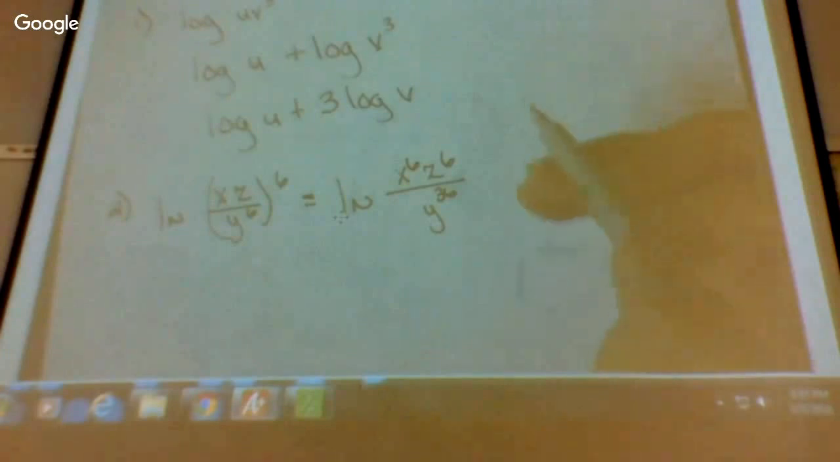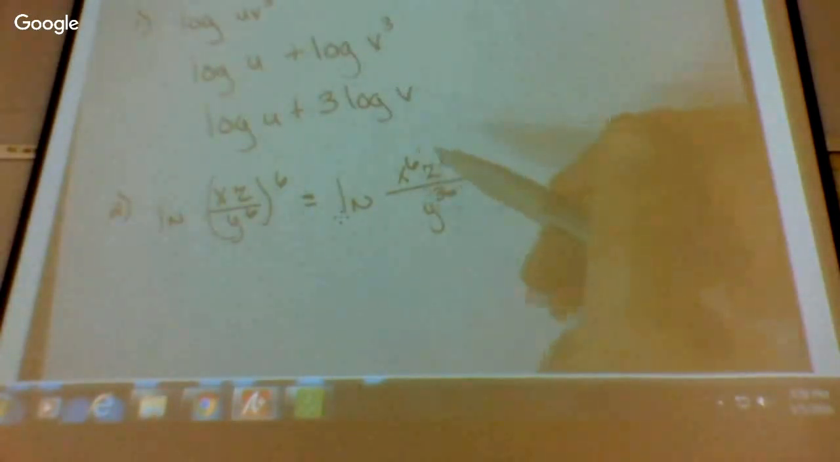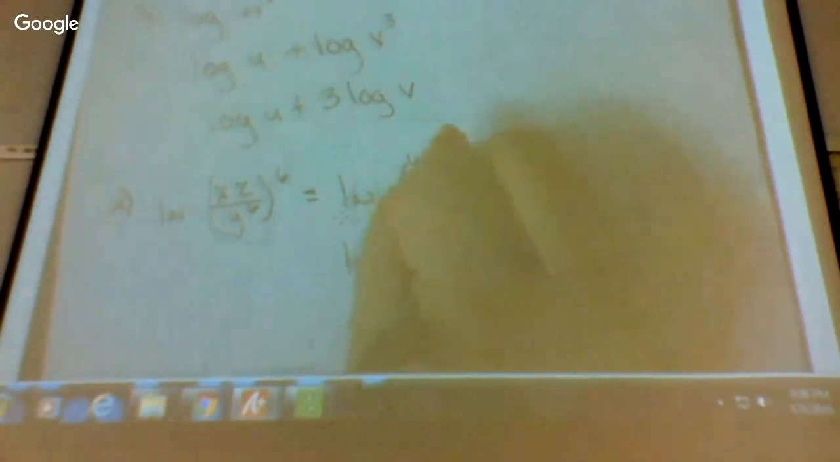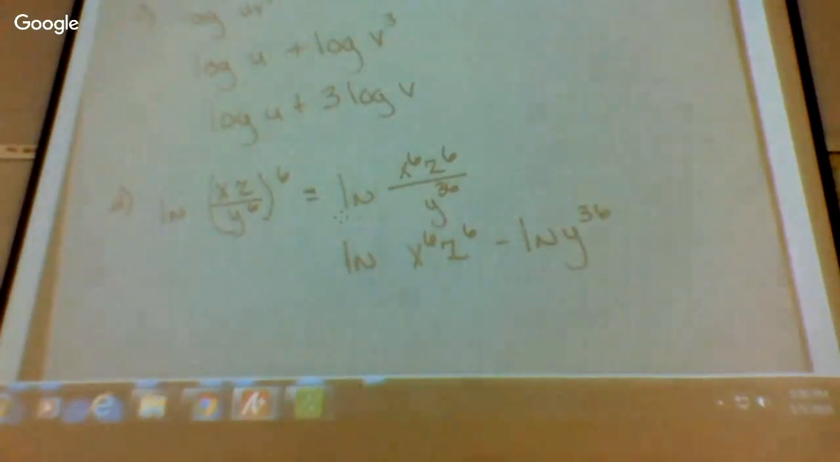I'm going to look at this now and go, okay, I need to separate it, but I see a couple things happening. I see multiplication happening, and I see division. I always tackle the division first. If there's multiplication at the top, then that has to be separated last. So I'm going to say ln of x to the 6, z to the 6, minus ln of y to the power 36. I want you to realize I've not just thrown the final answer down there. I've taken it step by step. And if you struggle with these, that's what you need to do, is take it step by step.